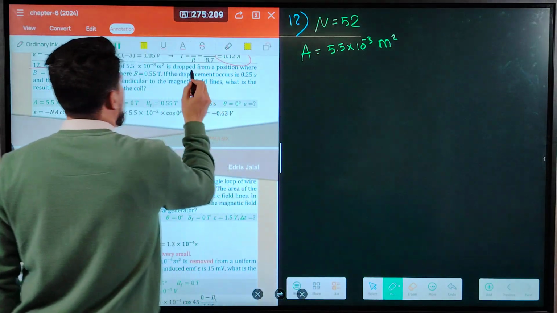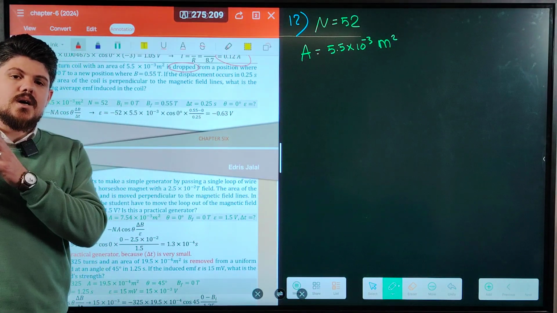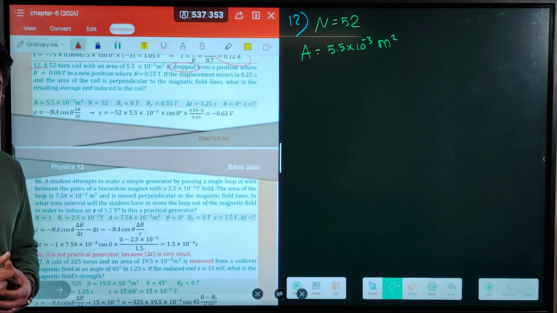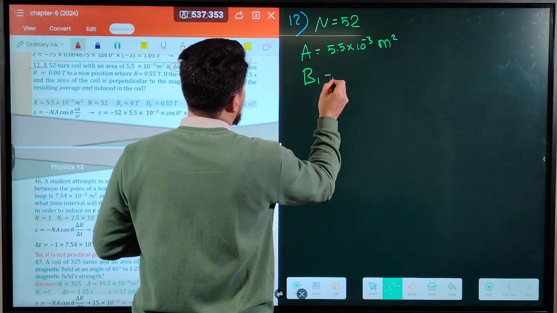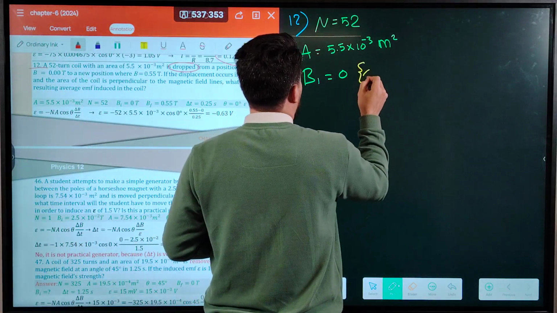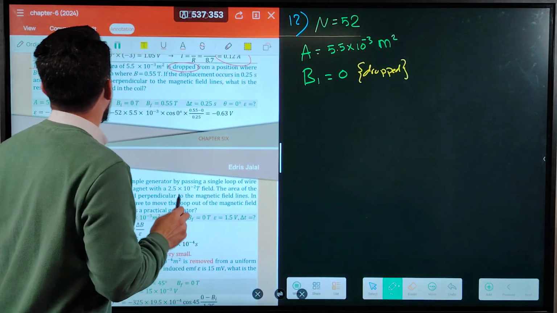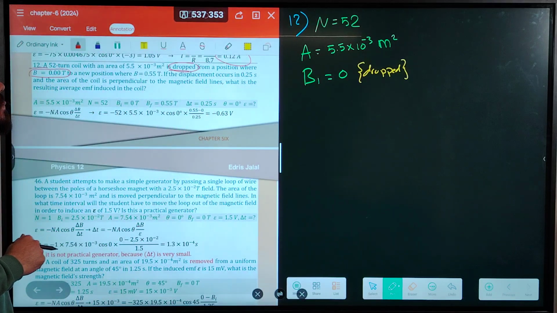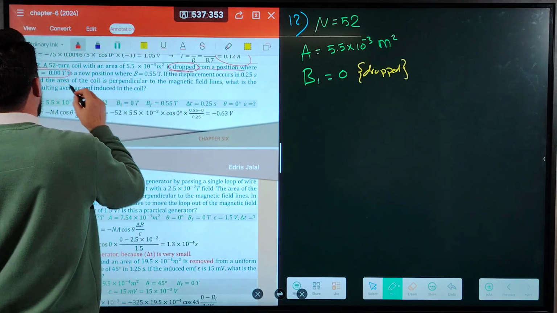Okay, is dropped. Guys, if you see dropped, it means that this coil, this area is dropped from a place without magnetic field to the place with a magnetic field. Okay, by dropping the coil into the magnetic field, always B1 is equal to 0. B1 is equal to what? 0. Why? Because the coil is dropped. How did you know B1 is 0? Because the coil is dropped from a position where magnetic field is 0.